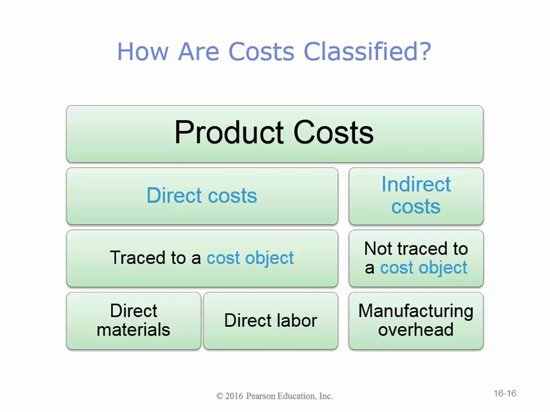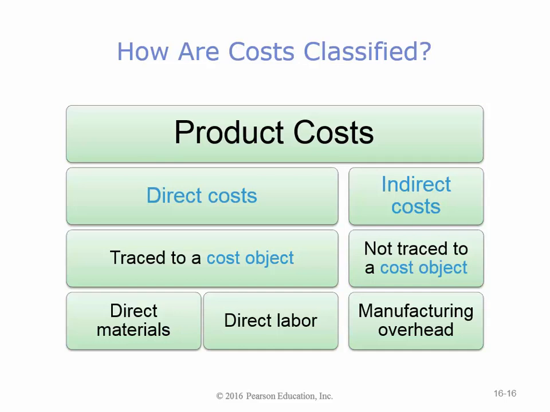Any cost for my birdhouses where I can say, I know exactly how much wood I put into one birdhouse, I can trace the cost of the wood. I know exactly how much time I spent on each birdhouse, I can trace the cost of my time. Those are direct costs. In fact, the two types of direct costs are direct materials and direct labor: the materials that went directly into producing that product and the labor that went directly into producing that product. Makes sense, right?